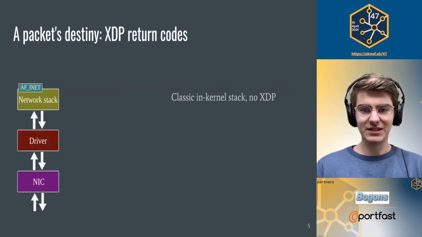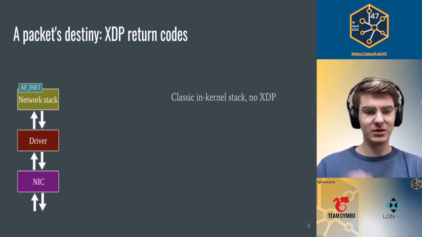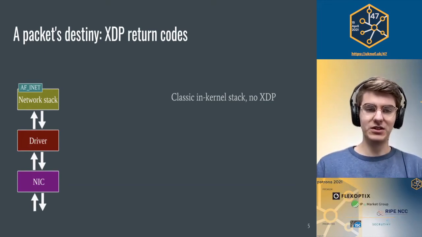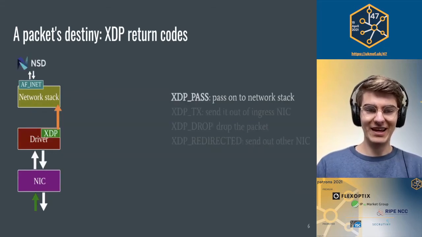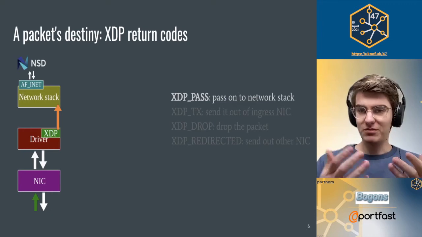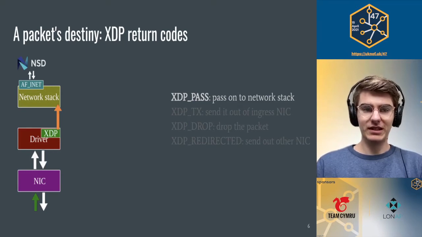So this is a classic in-kernel network stack where a packet comes in through the network interface card, the NIC, then is off to the driver space, then traverses the network stack, eventually to end up at the socket where a user space software can interact with it. When you add XDP, which lives somewhere around driver space, the XDP program decides something for the packet, the destination, if you will, right before it hits the network stack, and is handled by a higher laying user space software, such as NSD in our case.